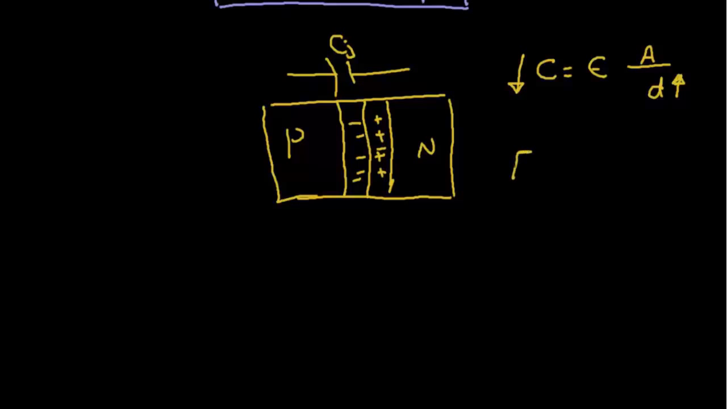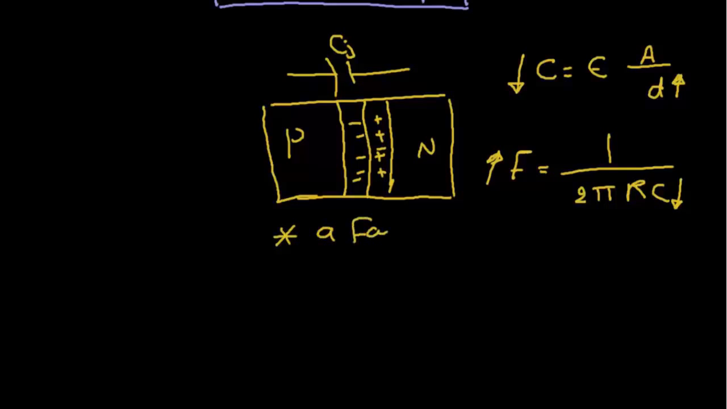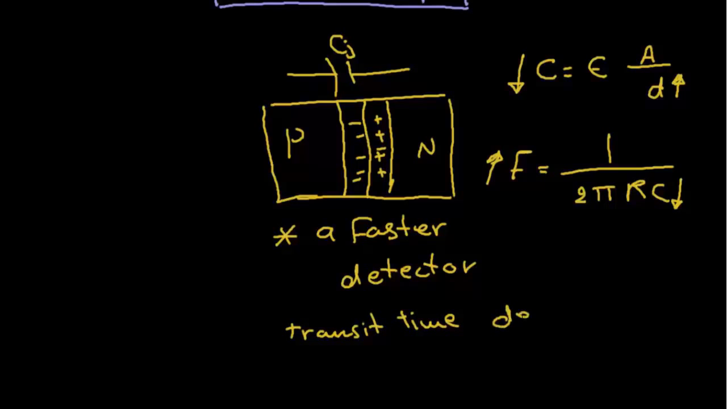As we know, the frequency response is equal to 1 over 2 pi RC. So when we are decreasing the capacity, the frequency response is higher. So we are having a faster detector. And of course the transit time is decreasing.